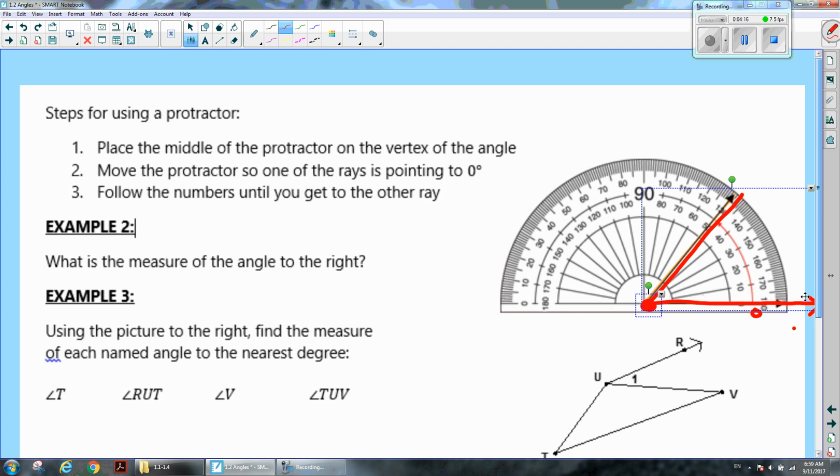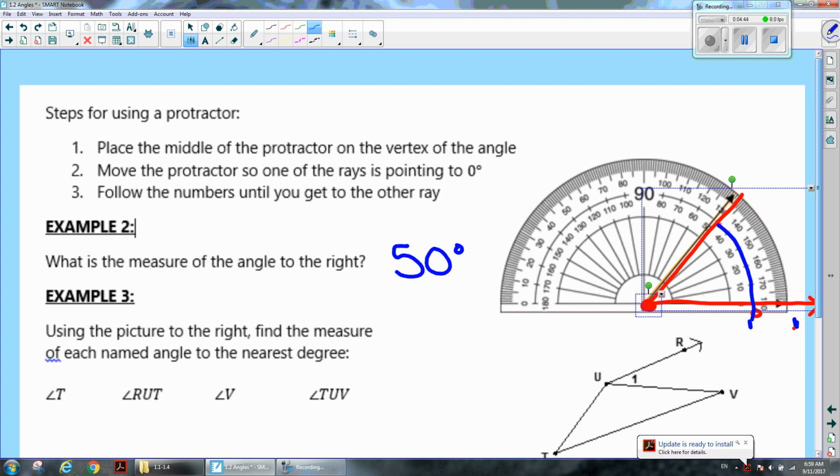We want to follow the numbers until you get to the other ray. So see how there's two sets of numbers? This one starts at 0, this one starts at 180. Since we wanted this ray to be pointing to 0, we're going to follow this inside track of numbers all the way up until we get to 50 degrees. That symbol is the same as if you said degrees Fahrenheit, degrees Celsius.